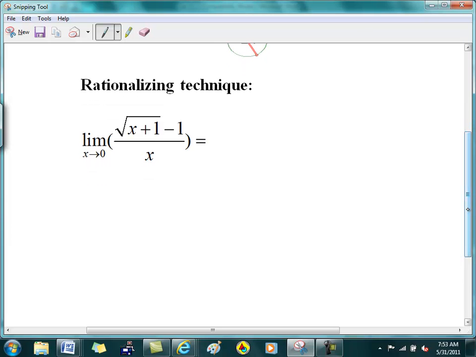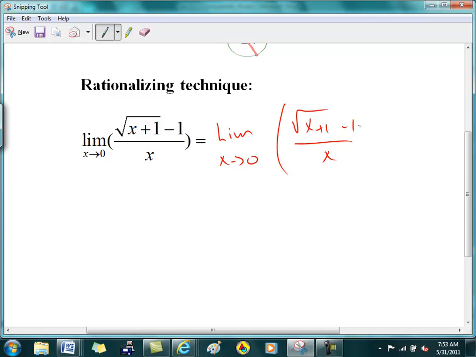Can you plug in a 0 in here directly? Why not? You're going to get 0 over 0, which is indeterminate. You can't decide what it is. So there's another technique that you use to do this. You multiply the upstairs and the downstairs by a factor that's going to get rid of the square root sign.